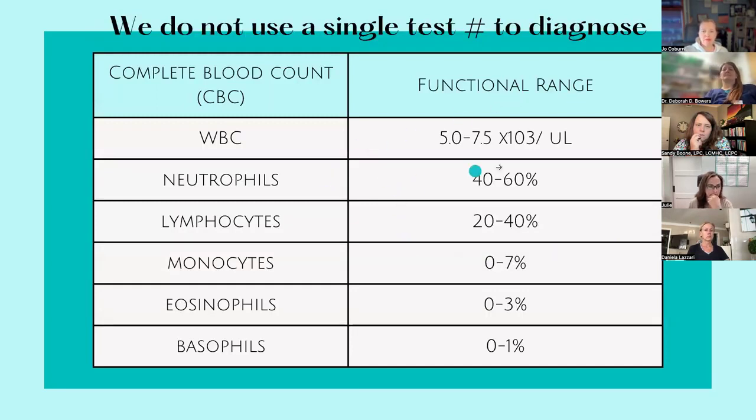But remember, we're not using a single test number to diagnose. So when these things rise, neutrophils go up or lymphocytes or whatever, we can't immediately say, oh, that number's high, so there's something. We're looking more at relatively what's happening in the body. And just because one is high or low doesn't necessarily lead you to a label. Not that we're doing that.